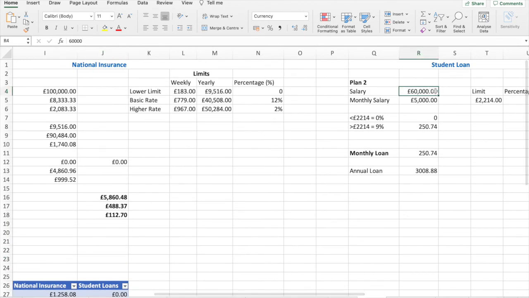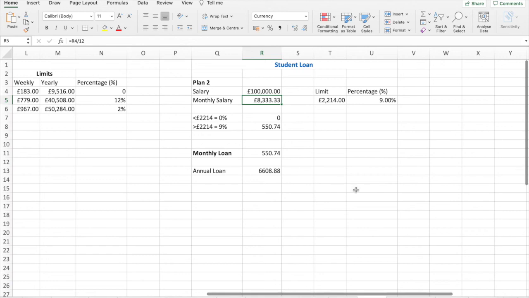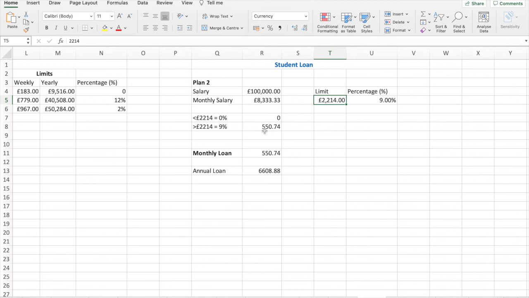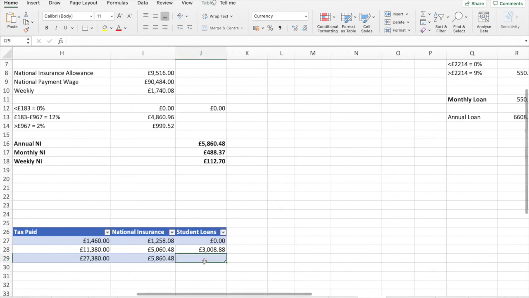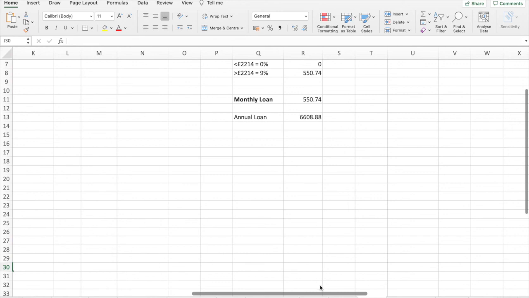Let's move on to Ben. Ben on 100 grand a year. What student loan is he going to be paying back? Again, Ben is over the limit of 2,214. Hence, he's paying 9% on anything over this amount. That's £550 a month. Almost a mortgage there, guys. 6,608 a year in student loan repayments.